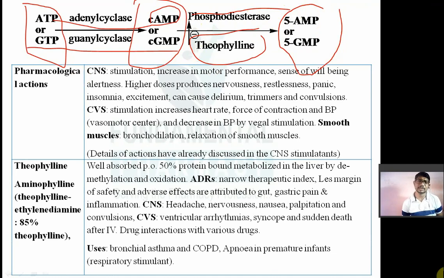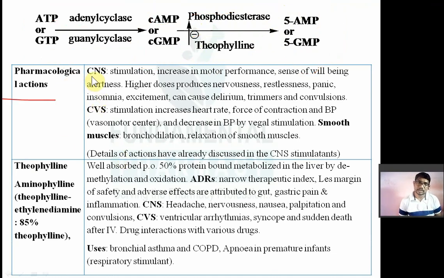Now, pharmacological actions of theophylline. What is the effect on the CNS? Stimulation. It will stimulate the CNS: stimulation, increase in motor performance, sense of well-being, alertness. We have seen these pharmacological actions of xanthines when we were discussing the CNS stimulant chapter. A higher dose will produce restlessness, nervousness, panic, insomnia, excitement, delirium, and can cause convulsions.